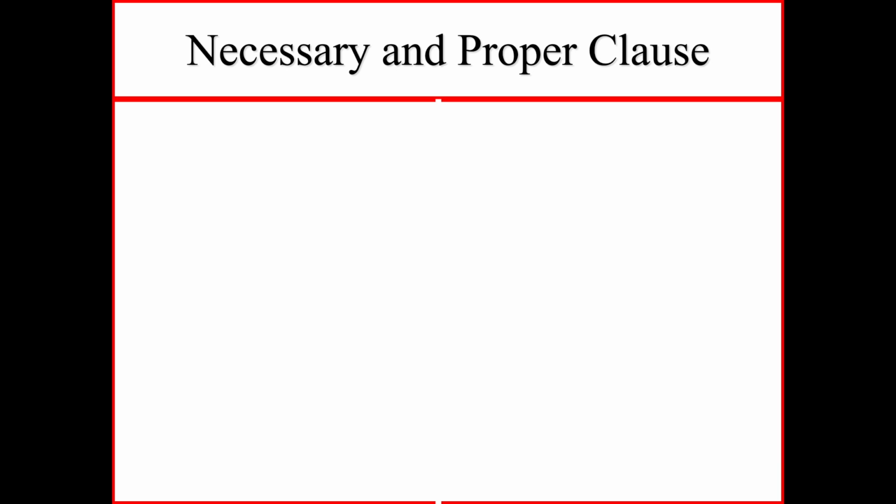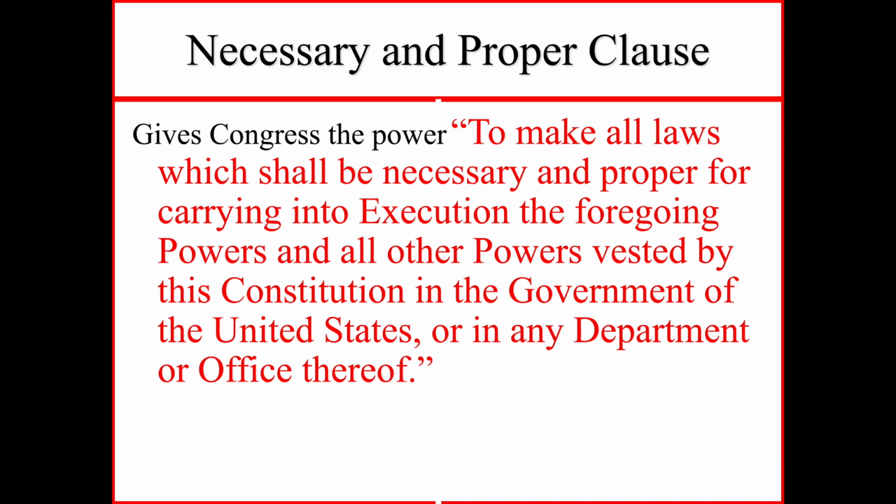they have what we call the elastic clause, or the necessary and proper clause. This gives Congress the power to make all laws which shall be necessary and proper for carrying into execution the foregoing powers and all the other powers vested by this Constitution in the government of the United States or in any department or office thereof.